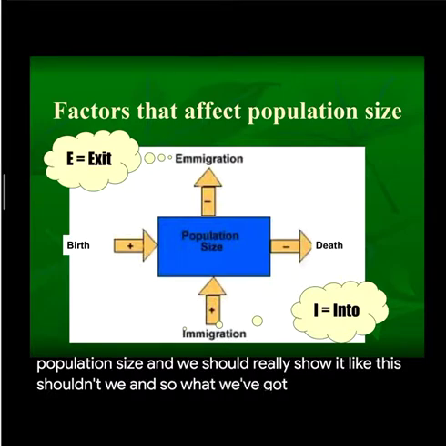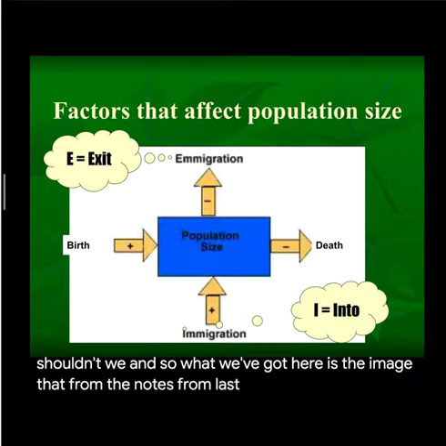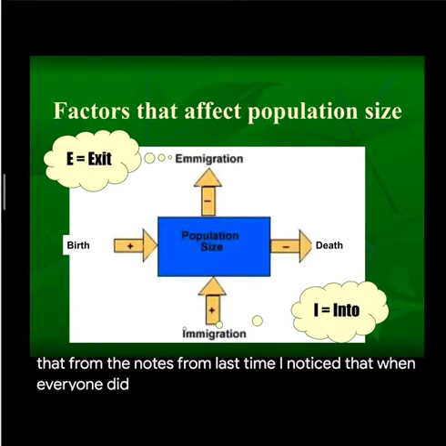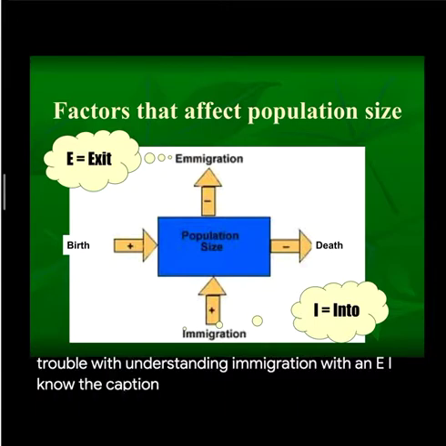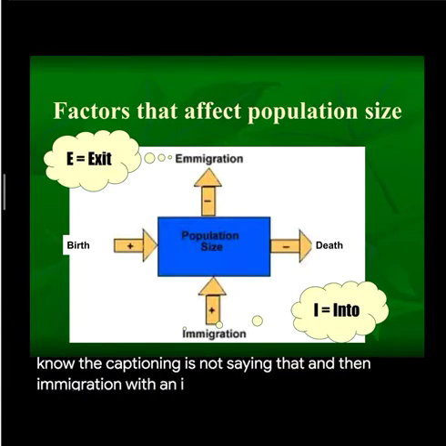What we've got here is the image from the notes from last time. I noticed that when everyone did their Nearpod, they had some trouble with understanding immigration with an E. I know the captioning is not saying that. And then immigration with an I.